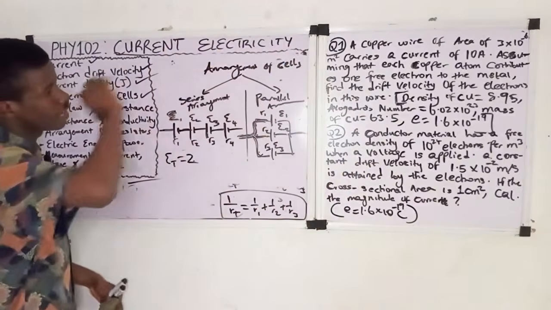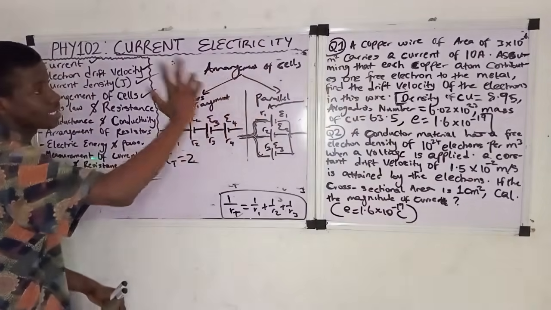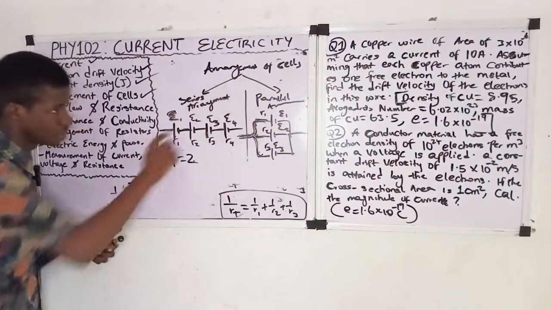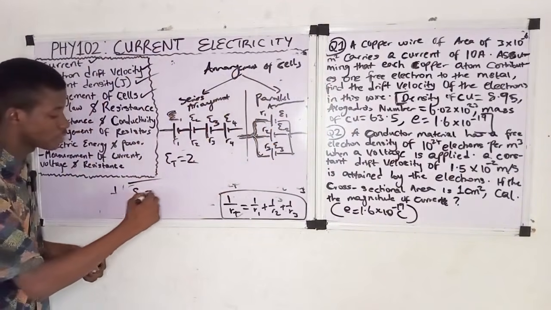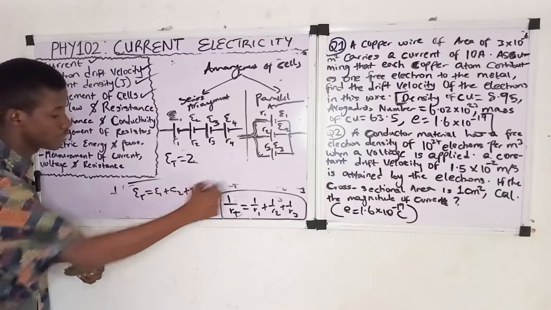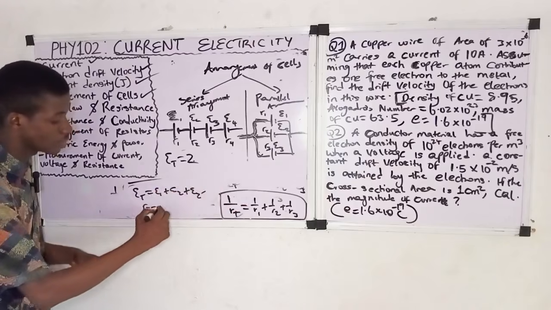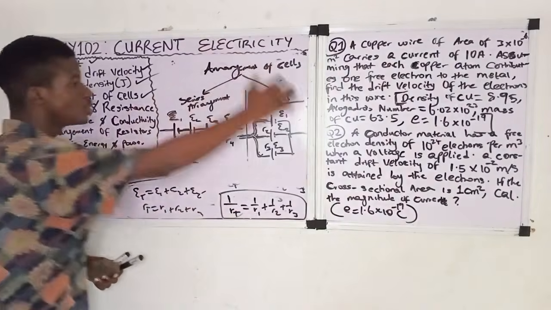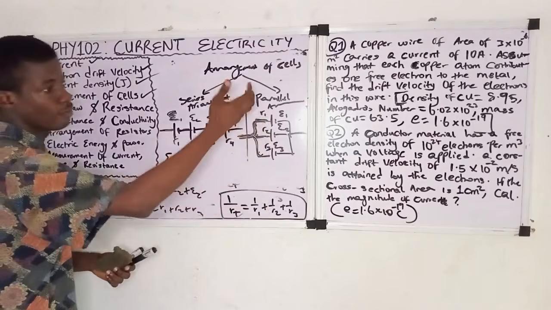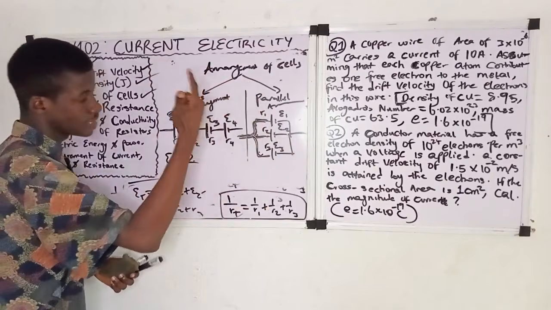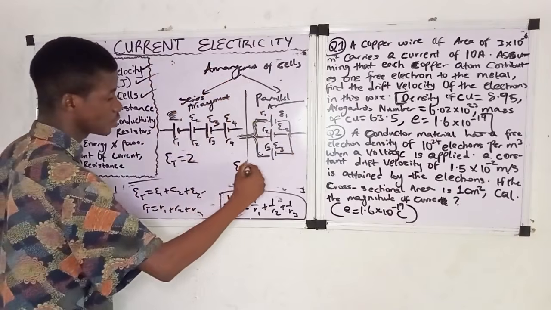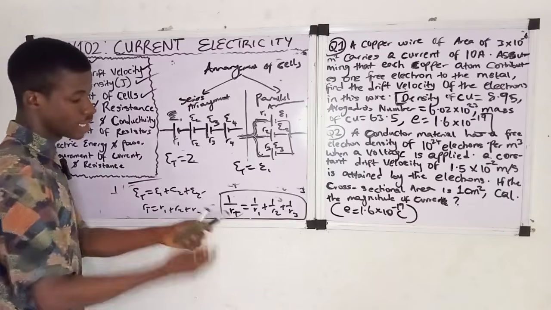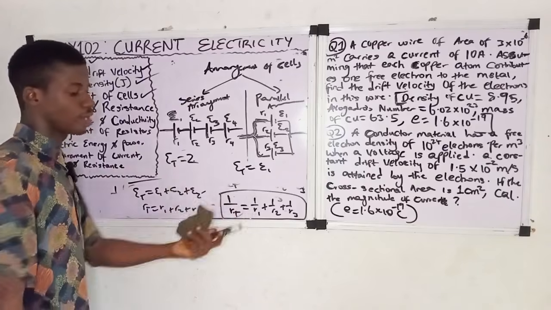So, a summary of the arrangement of cells. There are two arrangements of cells, series arrangement and parallel arrangement. Under series arrangement, the total EMF is equal to E1 plus E2 plus E3 and so on, while the total resistance is equal to R1 plus R2 plus R3 and so on. Then for parallel, if all the cells are equal, the total EMF is equal to the EMF of one of them, right? Yes. Then the total resistance is 1 over R1 plus 1 over R2 plus 1 over R3.